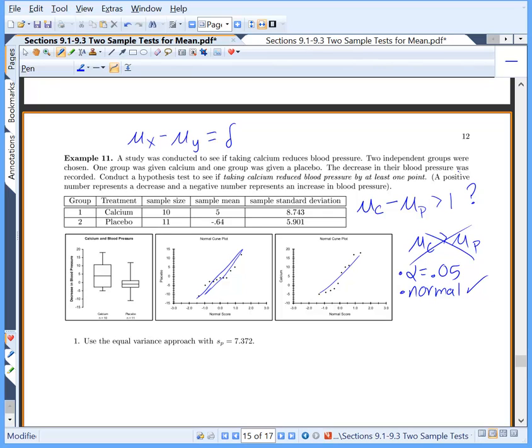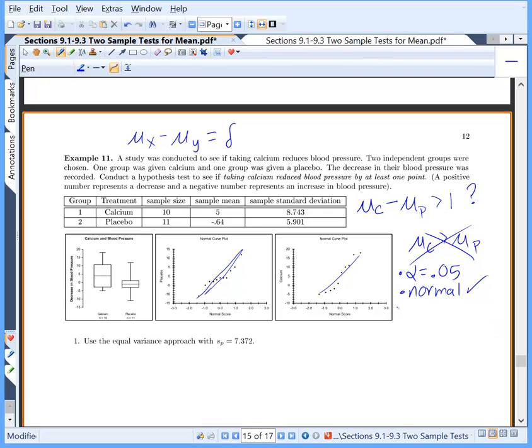Okay. Oh, and I forgot to mention, the positive number represents a decrease because we were counting your reduction in your blood pressure. So this positive 5 for the calcium means your blood pressure went down 5 points. Okay, which is why we want the difference between the calcium and the placebo to be positive numbers, and numbers bigger than 1.